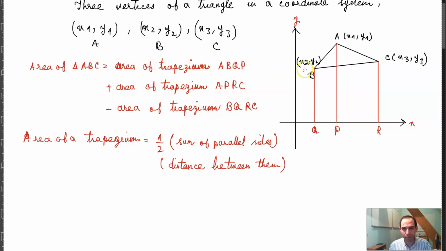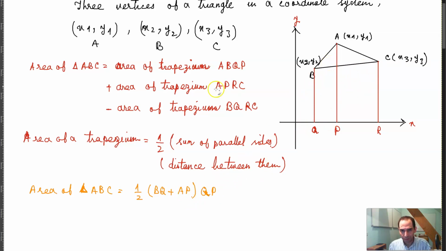Now, the area of trapezium ABQP, this trapezium here, these two are the parallel sides, and so I can write, in another color, the area of triangle ABC is equal to the area of the trapezium ABQP, which is basically 1/2 times this side length plus this side length, which is BQ plus AP, times the distance between them, which is QP. That is the area of this trapezium.